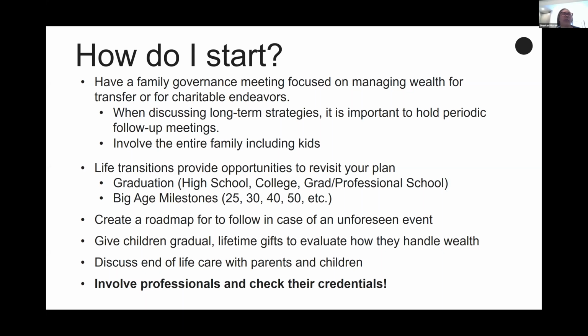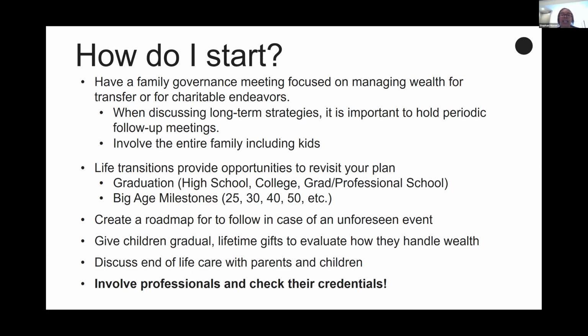And I always attribute my grandfather getting me my first checking account. He used to make me keep that check ledger. And it helped me think about where the very few dollars that I had as a young person was going. And another thing that kind of involves the other side of the coin is to discuss end-of-life care with parents and children. And I know this is a really tough discussion to have, but it's necessary in terms of thinking about where your dollars are going, and also to be prepared to not be caught unaware in the event that something happens. But one thing that I put in bold, the last thing, is involve professionals, but check their credentials.